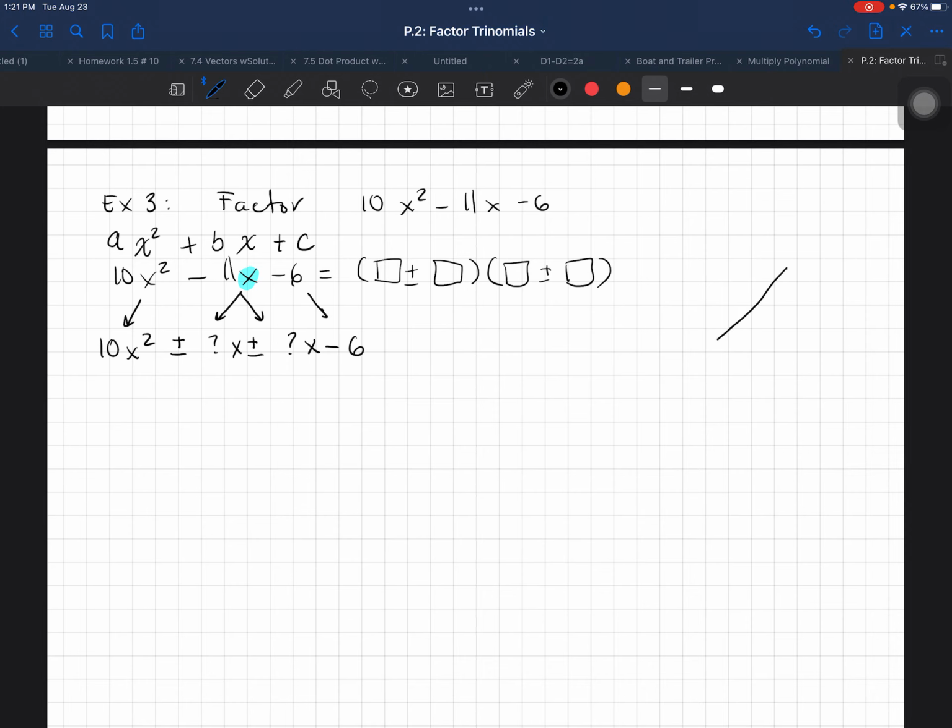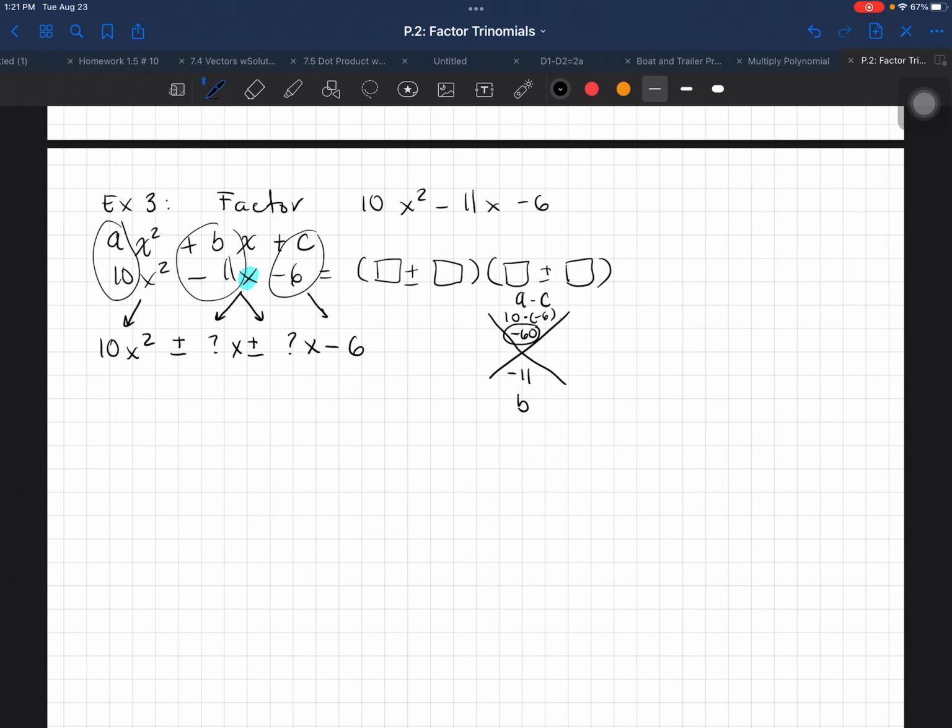So what we're going to do is make a cross over here. We're going to call this A times C, and this my little b. All right, so first take your A. A is, we mentioned, 10. So you take 10 and multiply it by your C, which is negative 6. If you multiply those together, that gives you negative 60. Right, so that's the negative 60. And then your B in this case happens to be negative 11.